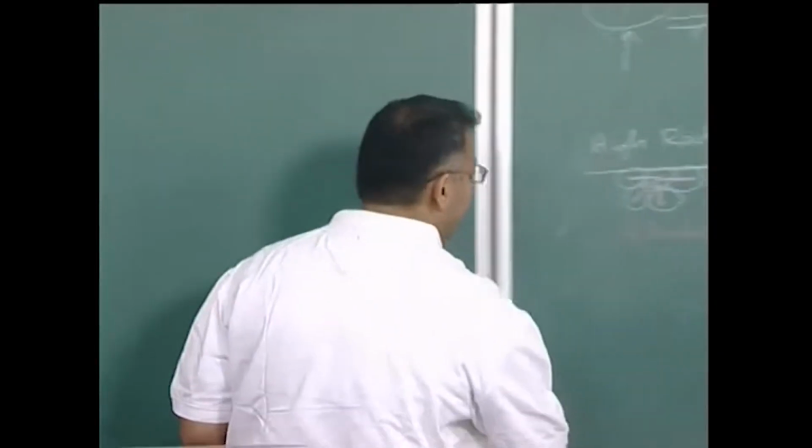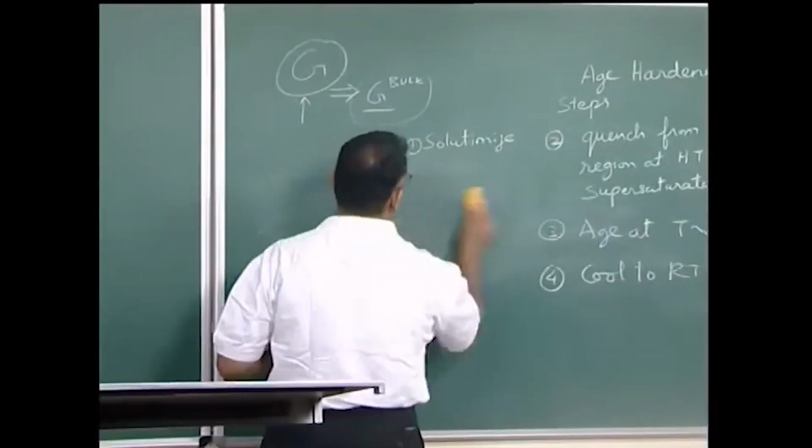But what happens if I wait long enough? What happens initially, of course, we have seen that you have a precipitation. That means that you are going to obtain a nucleus of a phase, and this nucleus will grow, and I will show that schematically on the board.